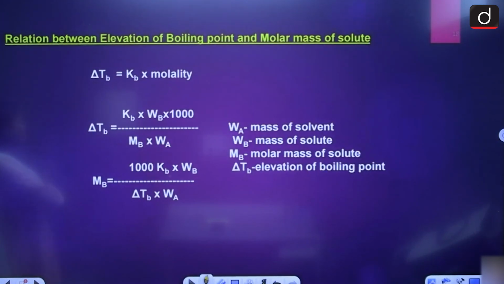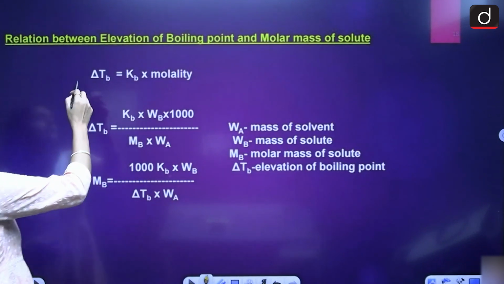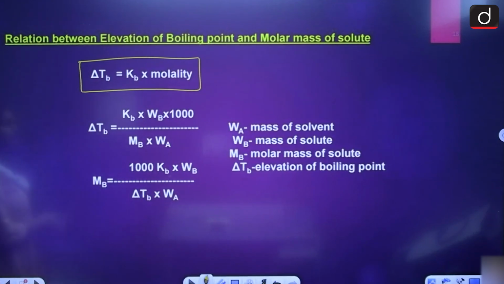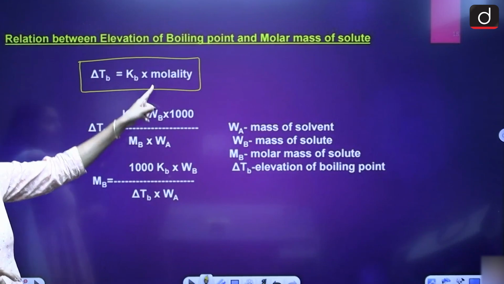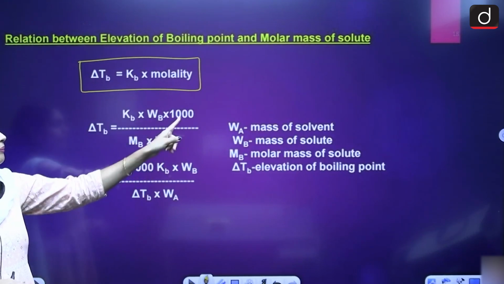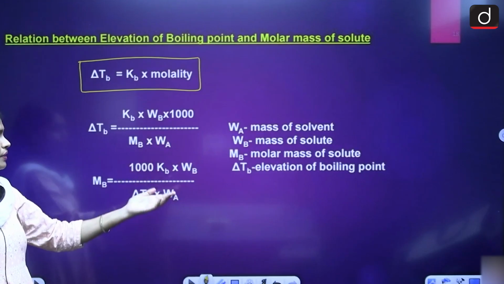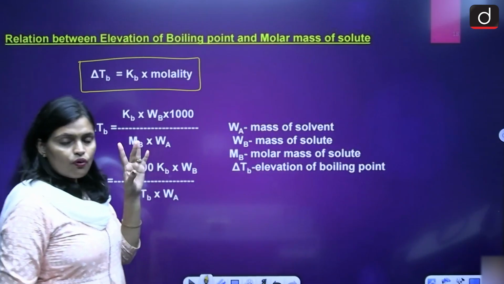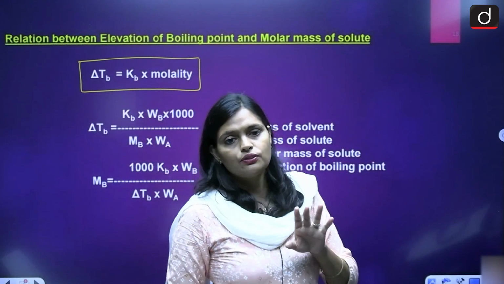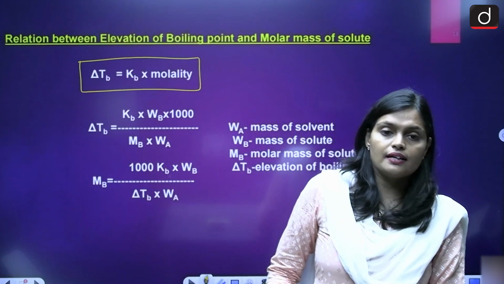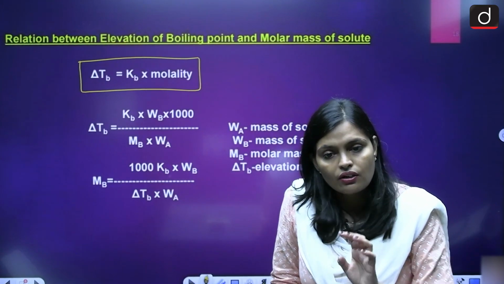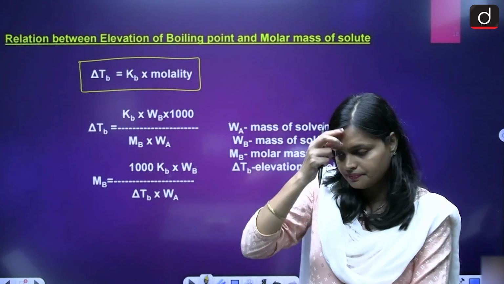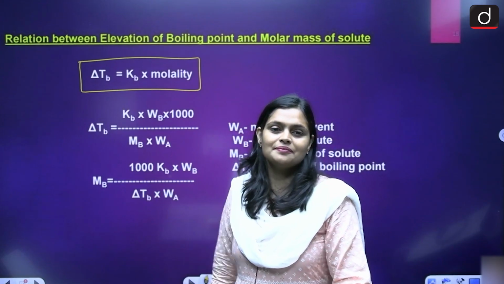How will you relate it with the mass of solute? Since delta Tb is directly proportional to molality, and Kb is the constant, just write down Kb and the molality formula, Wb by Mb times 1000 by Wa, right? From here you can calculate the mass of solvent. तो वही है, same formula, molarity अगर आपको याद है तो you can calculate delta Tb and the relative lowering in the vapor pressure as well. Okay, am I clear?